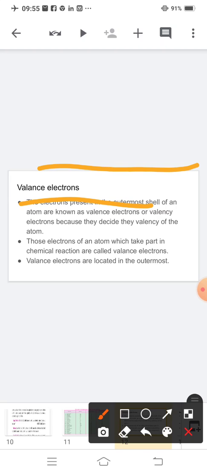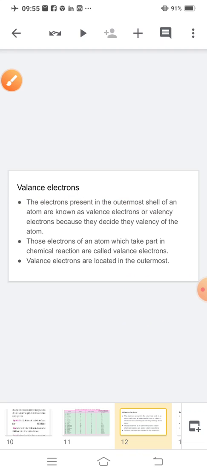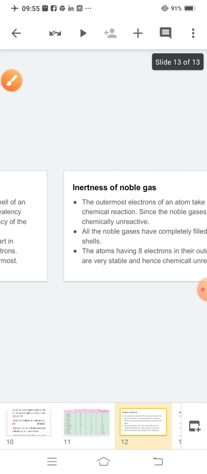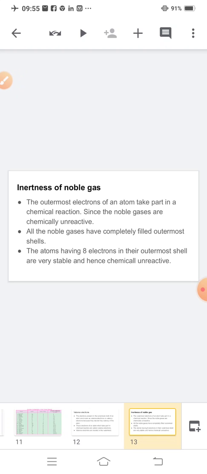Valence electrons are located in the outermost shell. Clear? Now our next topic is inertness of noble gases. Basically, the outermost electrons of an atom take part in a chemical reaction, and noble gases, inert gases, are basically those gases in which the last shell, the outermost shell, is completely filled.